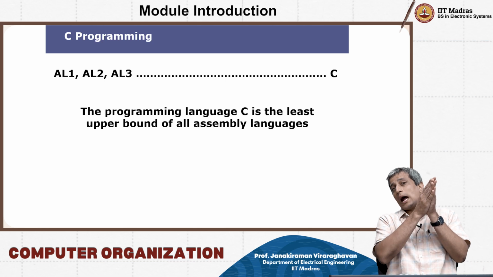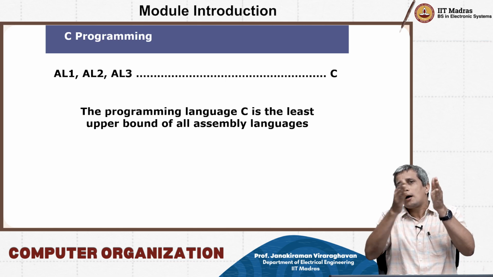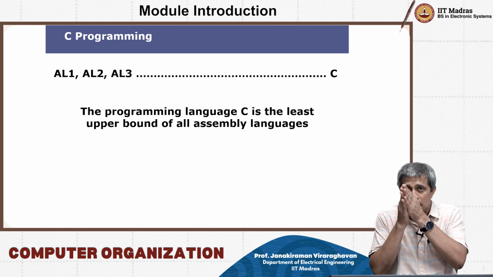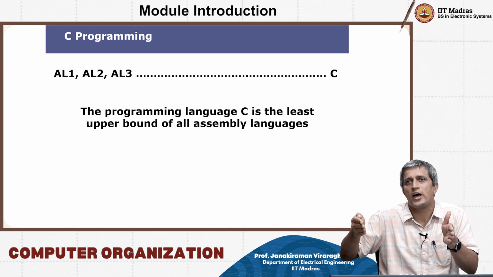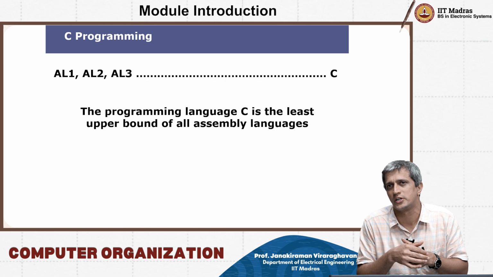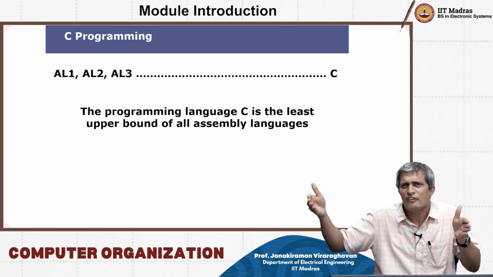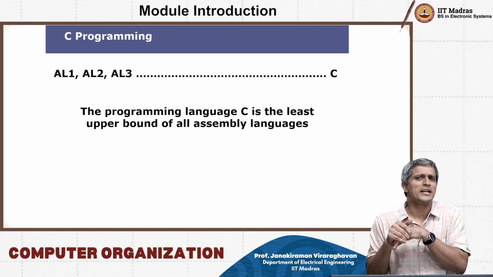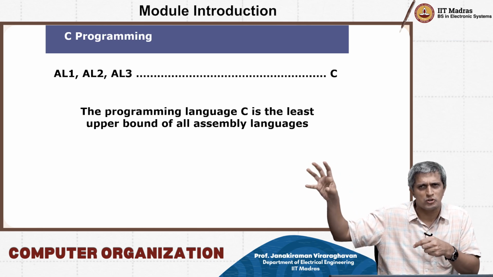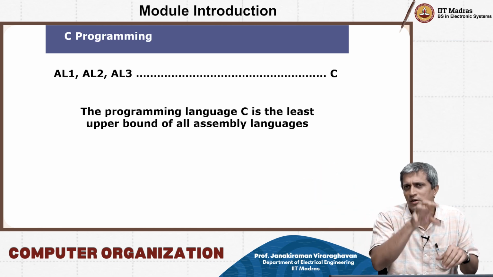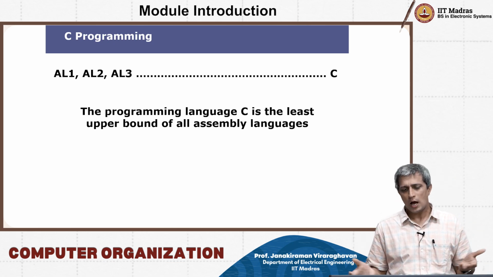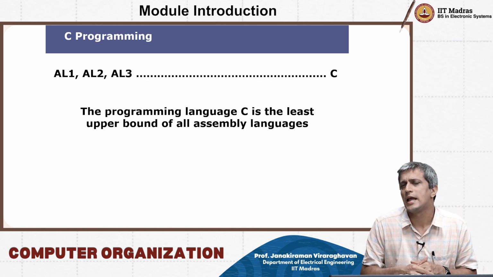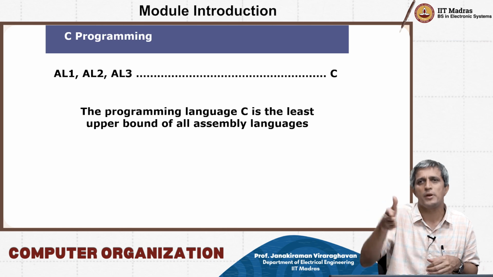However, I would argue that the least upper bound of all these assembly languages is C. In some sense, C is so close to the hardware, as you will see in these couple of lectures. Once you go to Python and C++ and all that, it takes a lot of effort to take those things and map them to actual hardware or assembly instructions. So, I would argue that the programming language C is the least upper bound of all assembly languages. Anything lesser than C will become an assembly language.